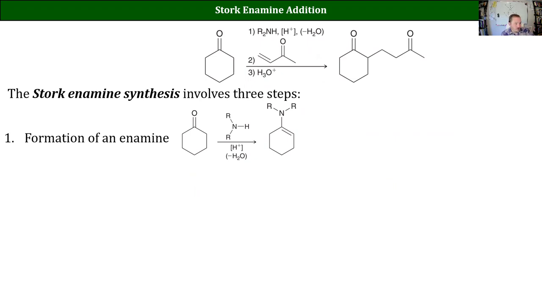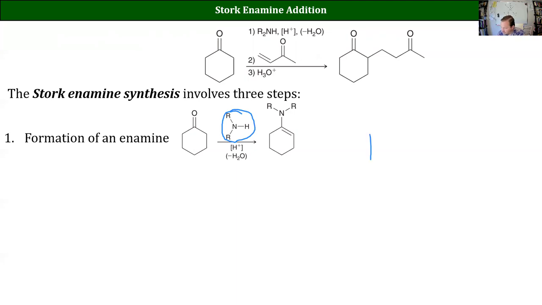So the overall Stork enamine process has three steps that we went over. First, you turn a carbonyl into an enamine. And again, this is a reaction we've seen before. It doesn't even matter what the R groups are because we're going to turn it back to being a carbonyl at the end. It just has to be a secondary amine.